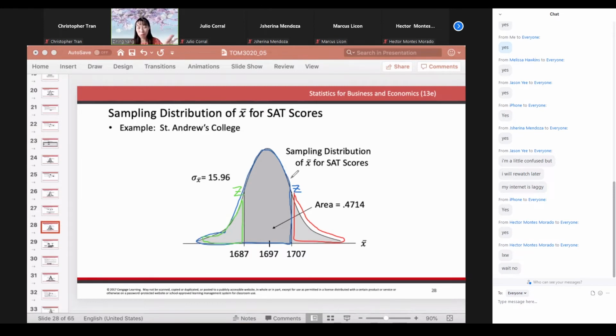So now we know the process, right? We need to figure out the 2 z's and the 2 probabilities and then do subtraction to get the middle area.